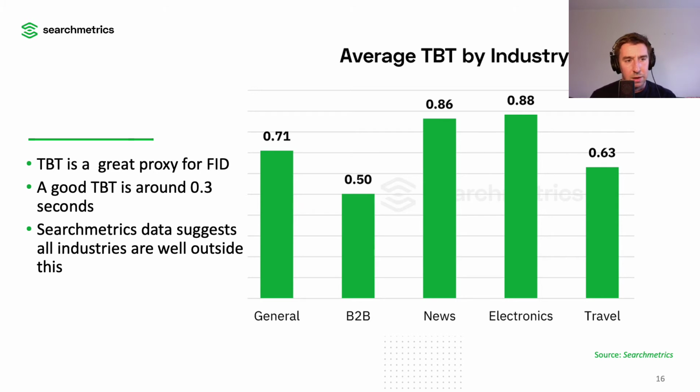We found that a good TBT is around 0.3 seconds. This is a Google recommendation. Our data suggests that almost all industries are universally outside of this. This suggests that most websites, in fact, do not have a good FID, directly contradicting the big data findings. We can see the general is all of the industries aggregated together. We've got B2B, news, electronics, with quite a large delay before the user can interact with the page.